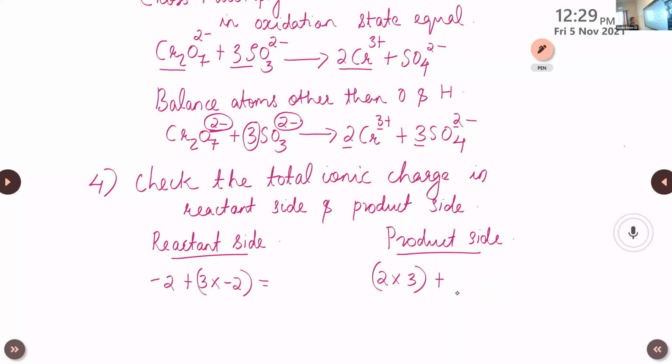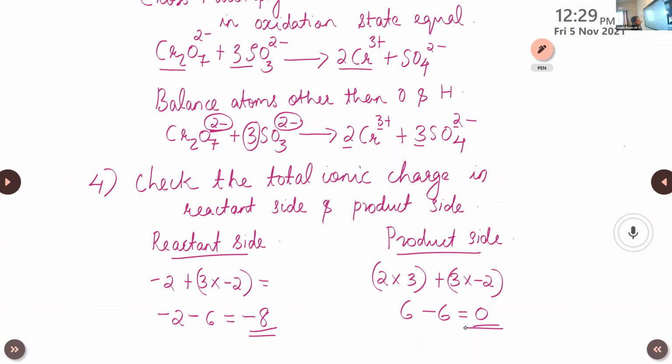Do you have any doubt in this one? We have to check the total ionic charge in the reactant side and product side. The reactant side, here it is -2, then plus 3 into -2. So what will be the total? -2 minus 6. That is -8, right? Here it is 6 minus 6. That will be equal to 0.